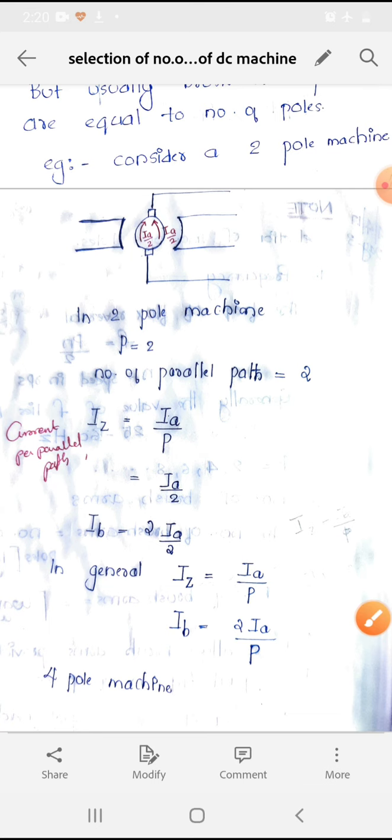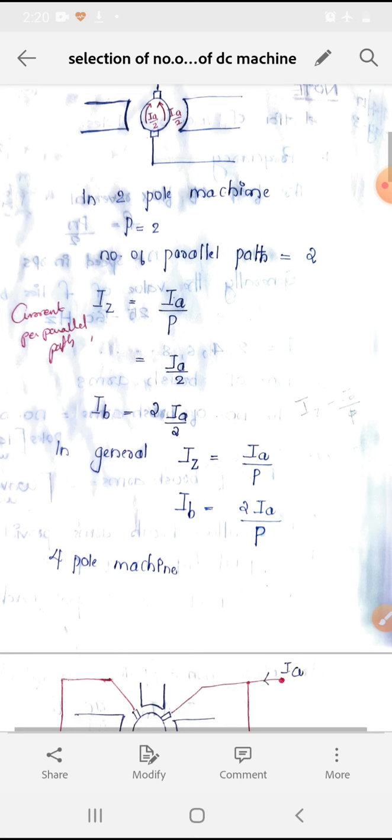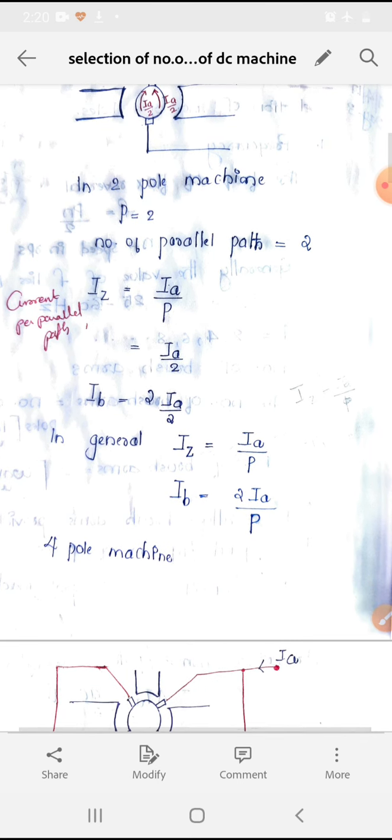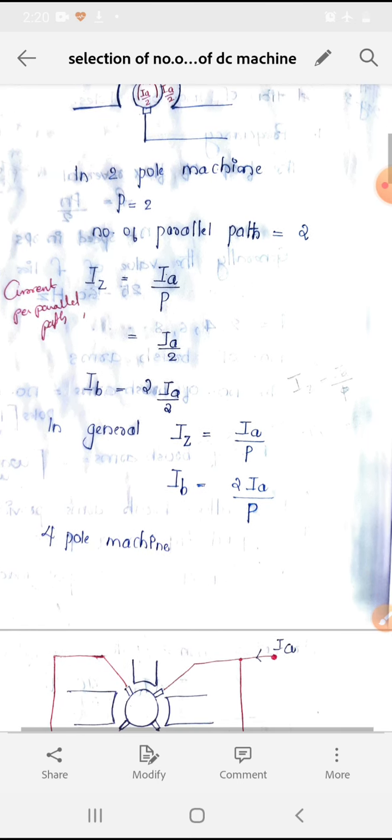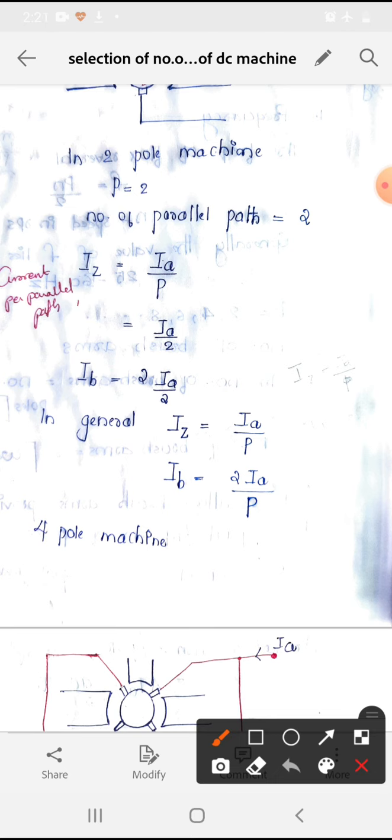Now the current per parallel path is given by Ia by P. And also the current through the brush arm is 2Ia by 2. Generally, we can write the current per parallel path as Ia by P and current through the brush arm Ib is equal to Ia by P.